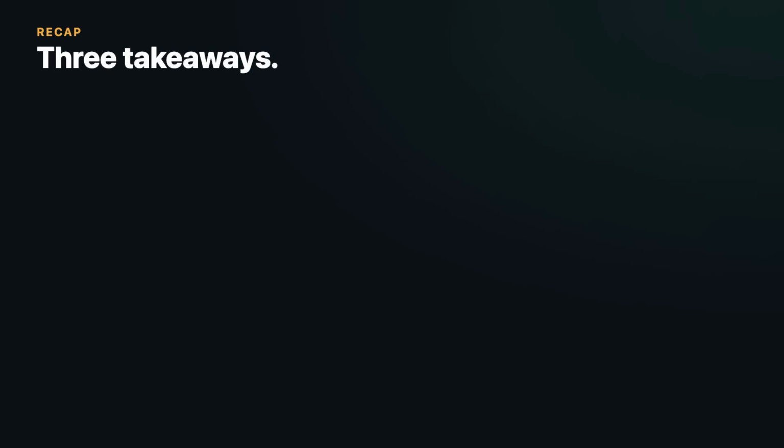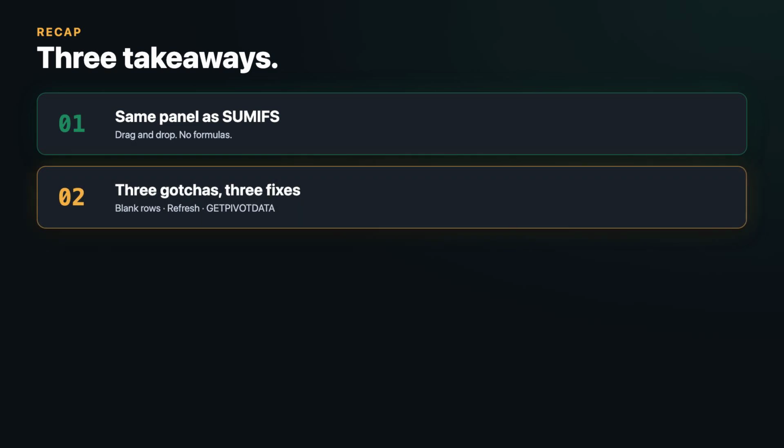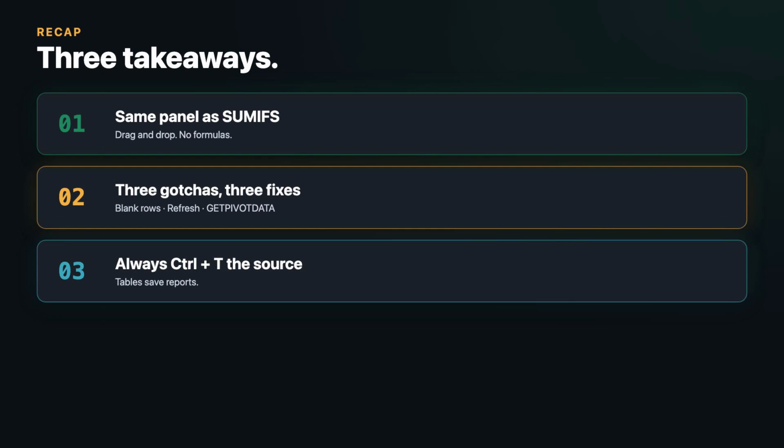Three takeaways from Episode 4. First, the same panel as SUMIFS. Drag and drop, no formulas. Second, the three gotchas. Blank rows, refresh anxiety, GETPIVOTDATA, all have fixes. Third, always Ctrl+T the source first. Tables save reports.